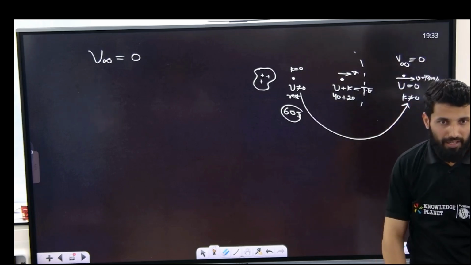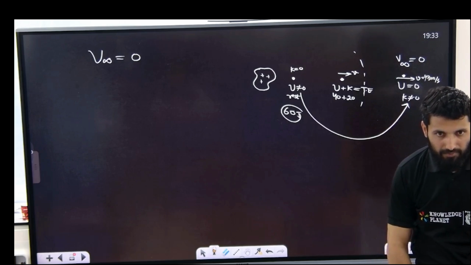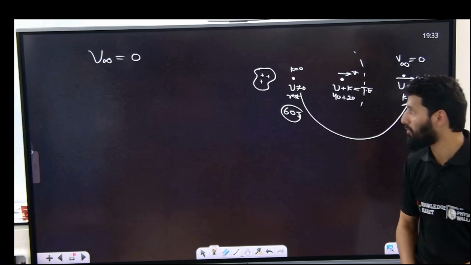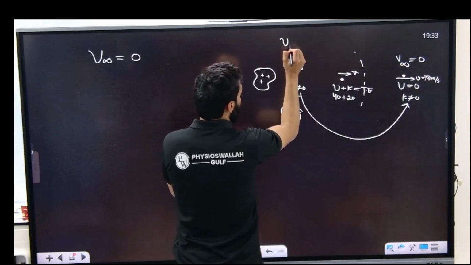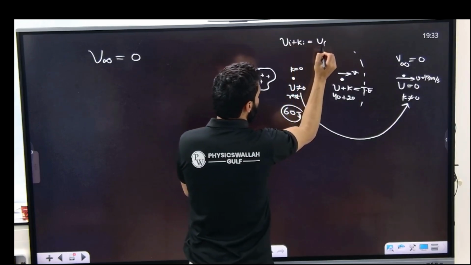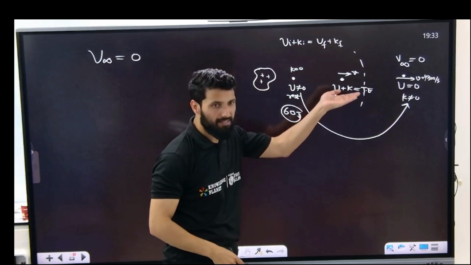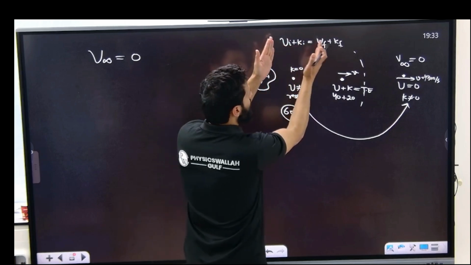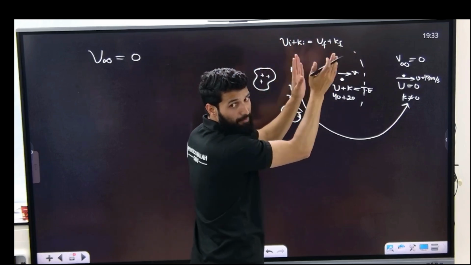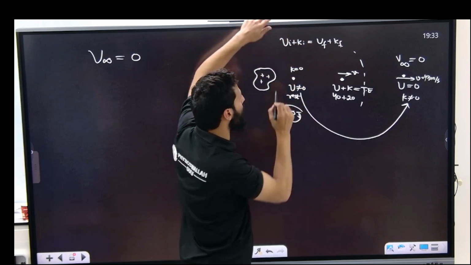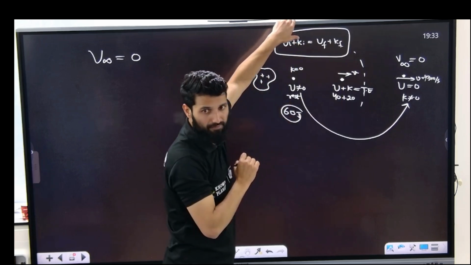Are you getting? Yes or no? Total mechanical energy conservation means total energy will remain constant. Remember, I told you total mechanical energy conservation? Potential initial plus kinetic initial will be equal to potential final plus kinetic final. If you rearrange, U initial minus U final equals K final minus K initial. The potential is getting converted into kinetic and back, so the total sum remains constant. Finally, we got total energy conservation.